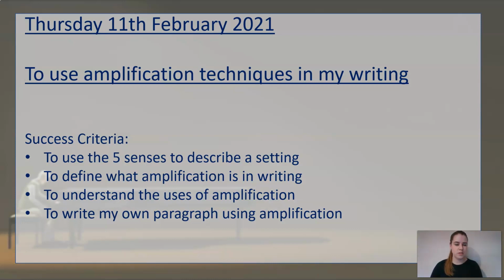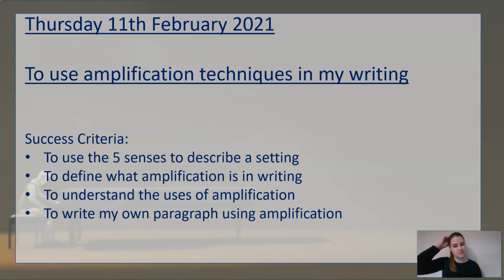So we're going to be looking at a new skill today that I don't think you've ever looked at before, okay? So we're going to look at using amplification techniques in our writing. Maybe thinking, what on earth is amplification? So I'm going to walk you through the lesson today.